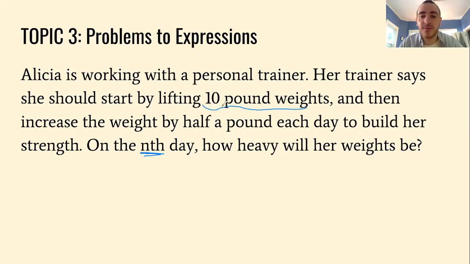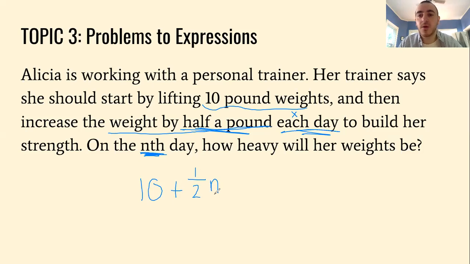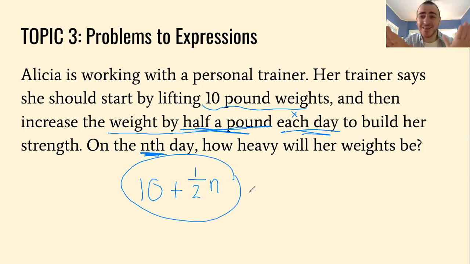Okay, so I see 10-pound weights and increase the weight by ½ pound each day. That's our sign for multiplication. And then on the nth day, how heavy will her weights be? Well, I know she's going to start with 10, so I'm going to write that first. And then she's increasing by half a pound each day. So I'll do 1/2 times n for the amount of days. So that's kind of how it should work. So there's your final expression. Again, you just have to write an expression. That's it. Okay, and I think that is the last problem.